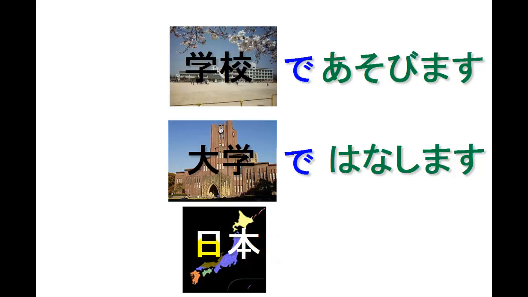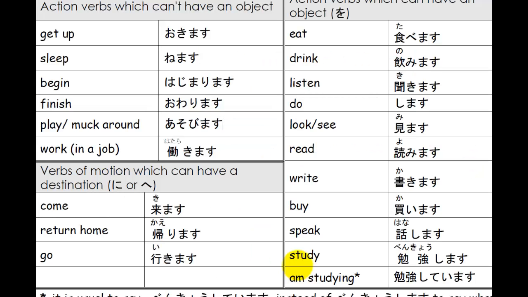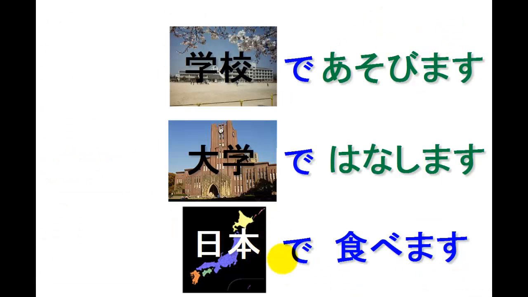What about Japan? Let's add location particle de. Nihon de. In Japan. One of the very best things to do in Japan is to eat. Let's choose tabemasu. I eat. And there we have Nihon de tabemasu. I eat in Japan. Now each of those three sentences I've translated as I play or muck about at school, I talk at university, and I eat in Japan.